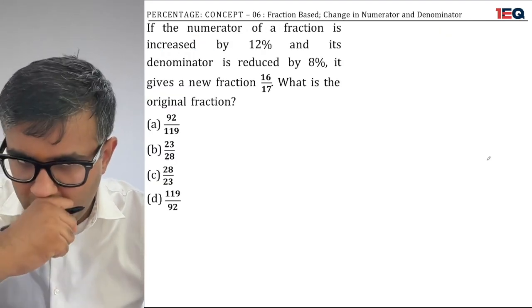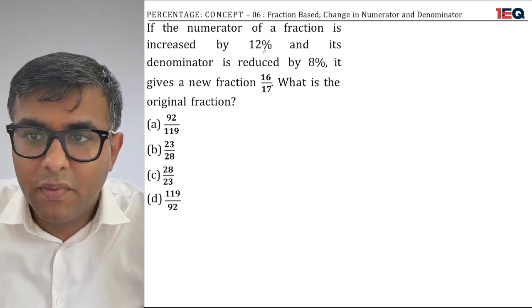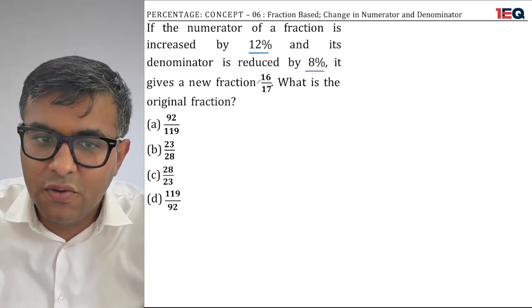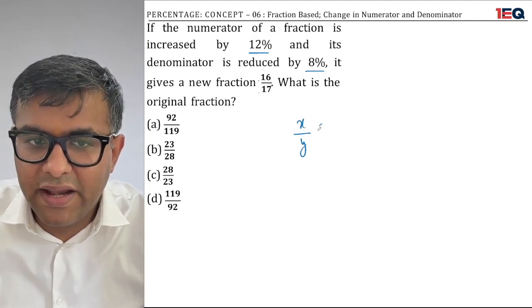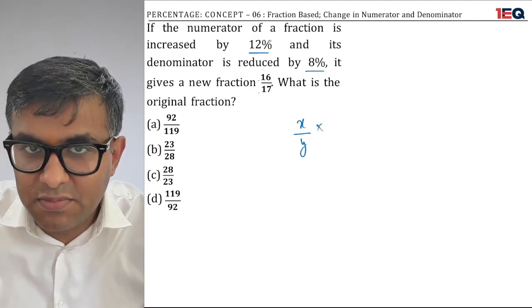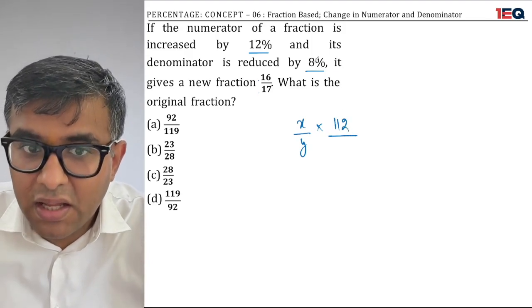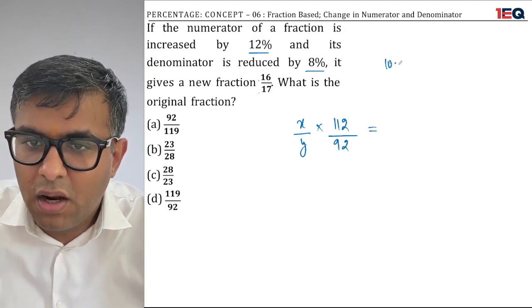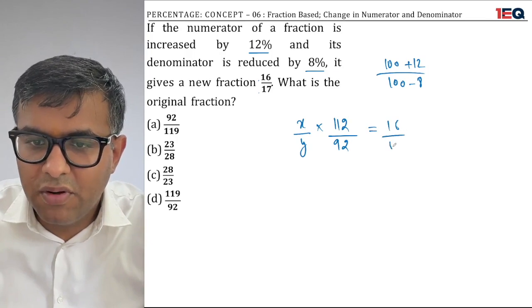If the numerator of a fraction is increased by 12% and its denominator has been reduced by 8%, it gives a new fraction 16 upon 17. What is the original fraction? I'll come down to the result directly. The numerator is increased by 12%, so it is 112, and the denominator is reduced by 8%, so it is 92. 100 plus 12 and 100 minus 8. So this is 16 upon 17.